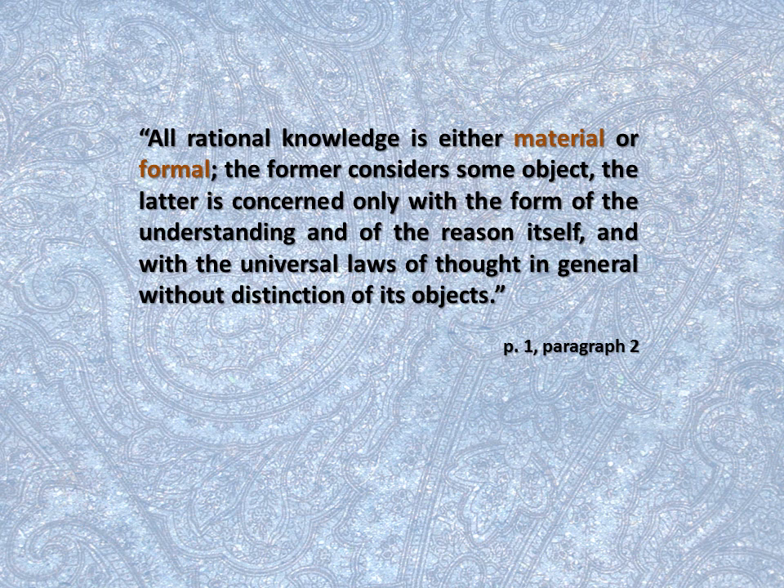Now, Kant is going to go on to make another distinction here. So after we've divided knowledge into these 3 big categories, Kant will now say all rational knowledge is of 2 kinds. Either it's material or it's formal. And so here we want to make a distinction between two kinds of knowledge. And here's where it's going to help to really explain what the difference is between material and formal.